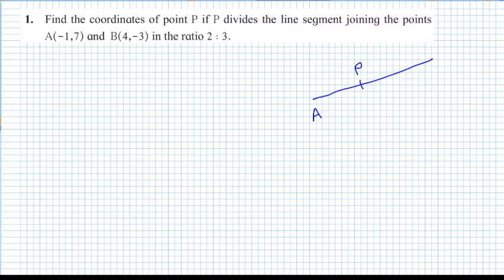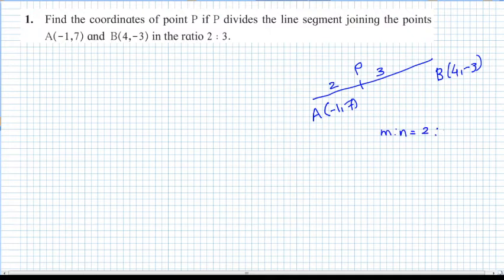What are the end points of the line segment? A is (-1, 7), and here we have B. B is what? (4, -3). So P is dividing the line segment AB in what ratio? Ratio is 2:3. Remember, don't write 2 on the other side, it should be first here. So that means AP upon PB, or m is to n, is 2:3, like we discussed in the last lecture.